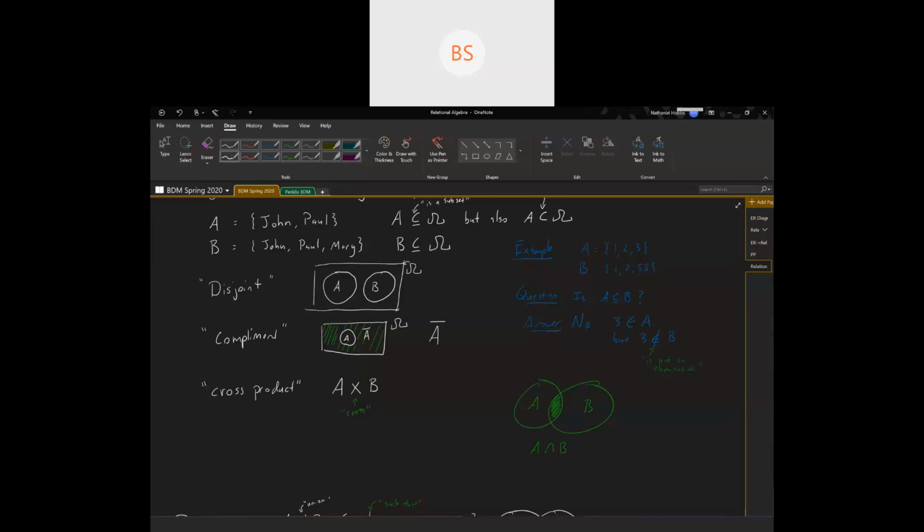Would you count it as making one of the pairs? Like, for example, would you do John, John? Yes. Okay. So it would be John, John, John, Paul, John, Mary, Paul, John, Paul, Paul, and Paul, Mary. Excellent. So you stick with the first element, and then you pair it with the first element in B, the second element of B, the third element of B. And then you do the same thing for Paul. So everybody gets paired. All possible pairings.